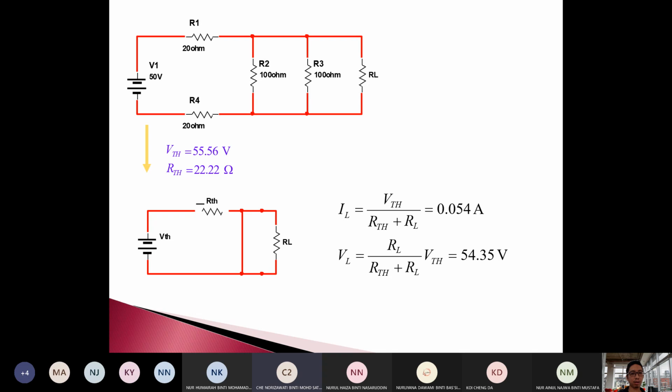And your VL is equal to RL over RTH plus RL, times the VTH, so you know the voltage over that, which is 54.35 and 0.45. You multiply both of these, then you will know your RL.